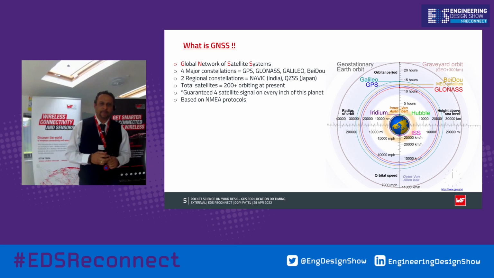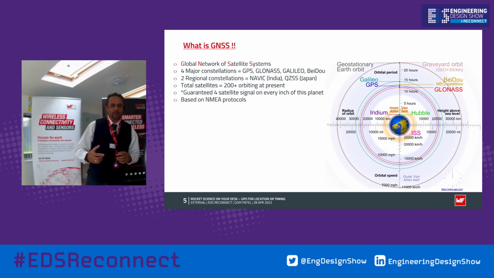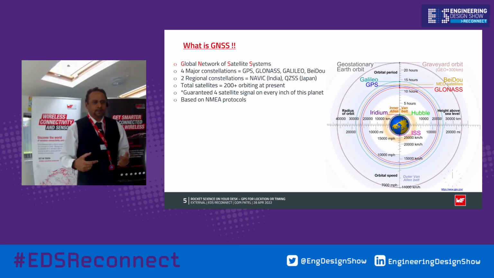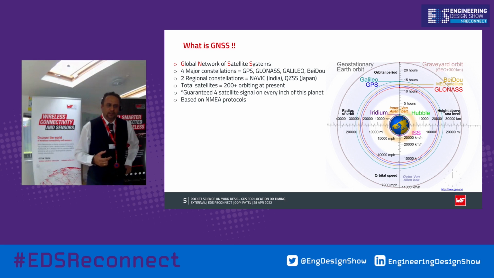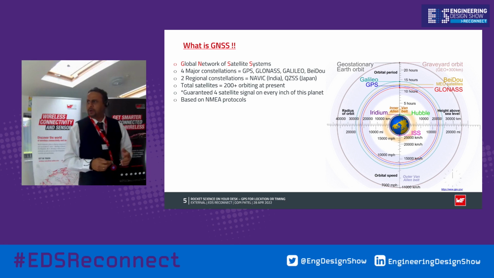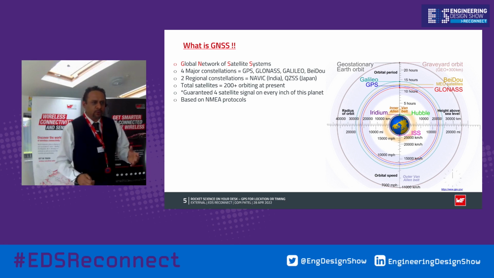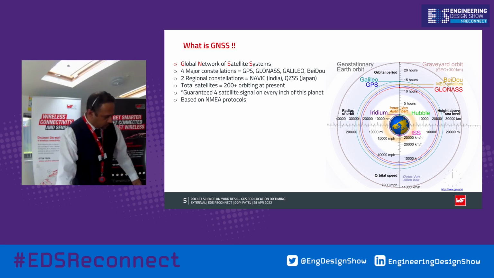And the Quasi-Zenith Satellite System is the Japanese version of the regional constellation. Now, all 6 of them talk to each other, and at some point they merge and continue to evolve their technologies. There are more than 200 satellites orbiting at present, and they are all working to guarantee a signal from at least 4 satellites onto every inch of this planet. They're all based on the National Marine Electronics Association, the NMEA protocol.